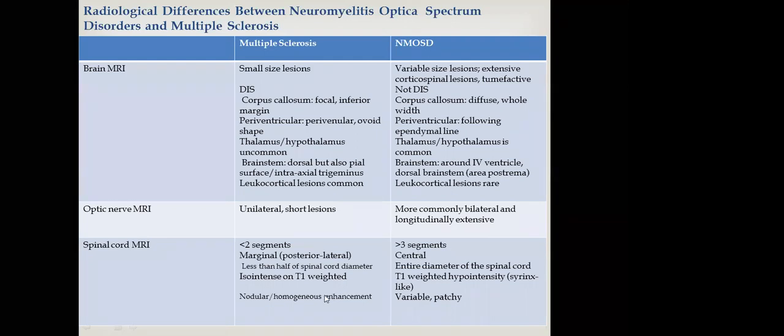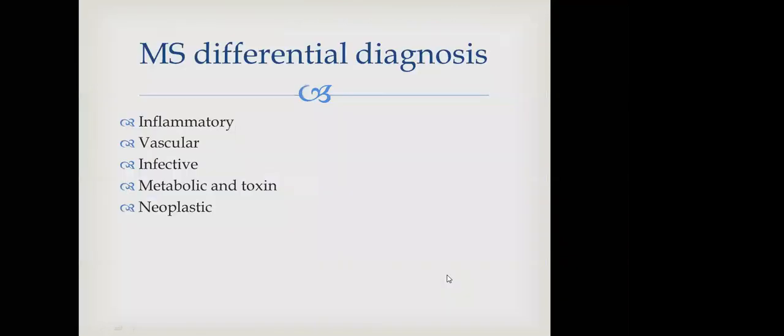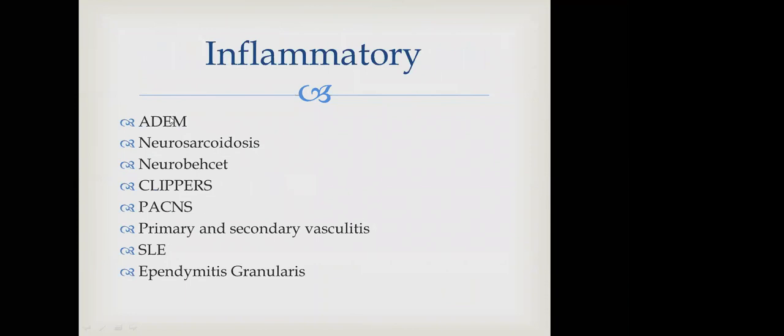The enhancement is nodular in MS, or homogeneous with variable patchy enhancement in NMO. Next, the differential diagnosis of multiple sclerosis. We have a long list of differential diagnoses. We can categorize them as inflammatory, vascular, infective, metabolic and toxic, and neoplastic. First of all, inflammatory: it involves ADEM, neurosarcoid, neuro-Behcet, Susac syndrome, and Clippers syndrome, primary or secondary vasculitis, SLE, and ependymitis granularis.